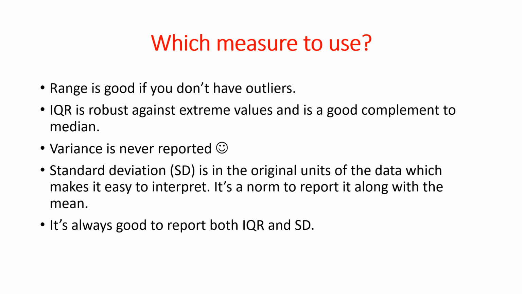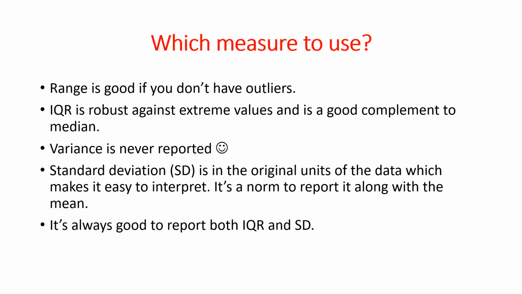One good option is interquartile range, which is the middle portion or half of the data. It is where you find the median, and then around that median, you find the middle half, and then you report it. It's pretty robust, as I said, against extreme values, and it's a nice complement to median. If you want to report median, it's also good to report IQR.